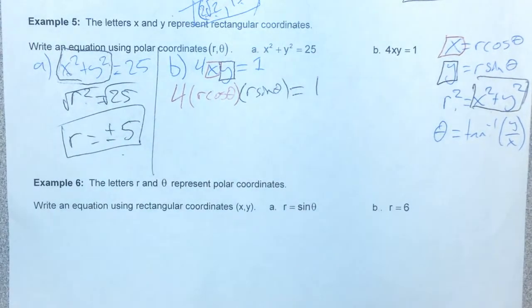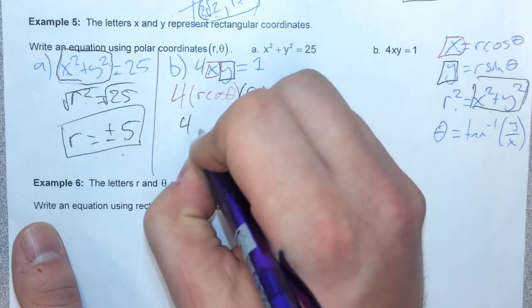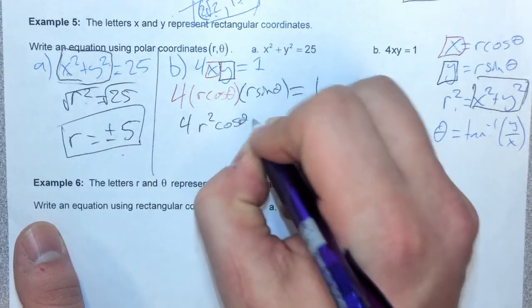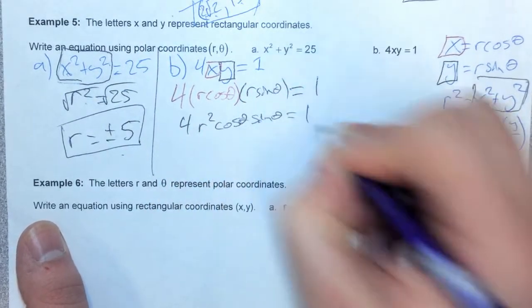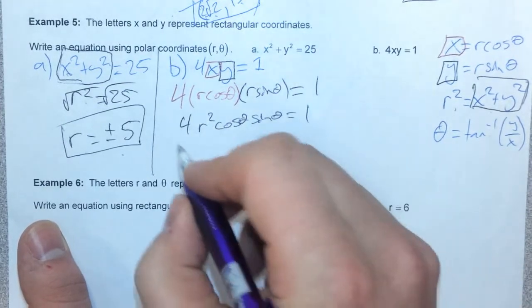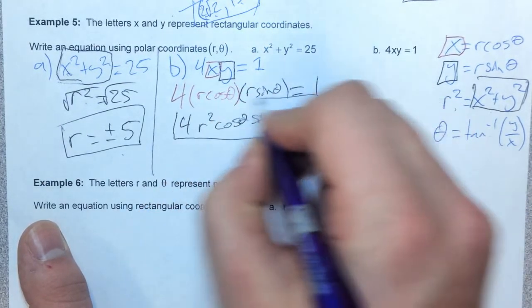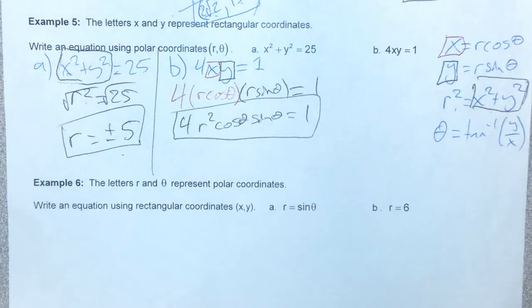And there we go, I've gotten rid of the x's and the y's, and quite honestly, I'd probably be happy at that point. Technically, simplifying a little bit, it'd be 4r squared cosine theta sine theta equals 1. But that's good enough. As long as you've substituted out your x's and y's and have nothing but thetas and r's left, then you're good to go.